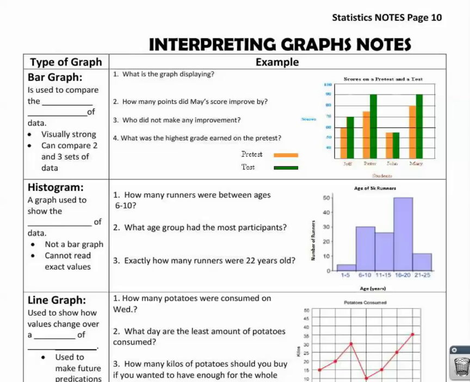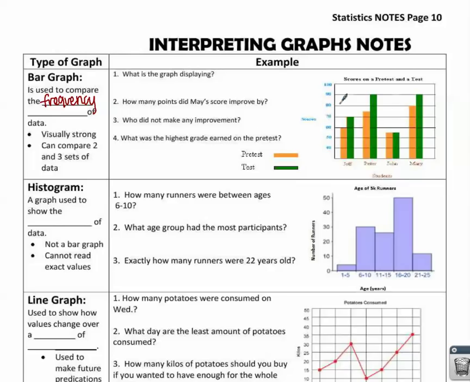Today we're going to talk about different types of graphs. One type of graph is a bar graph. It is used to compare the frequency of data. It can compare 2 and 3 sets of data at a time.